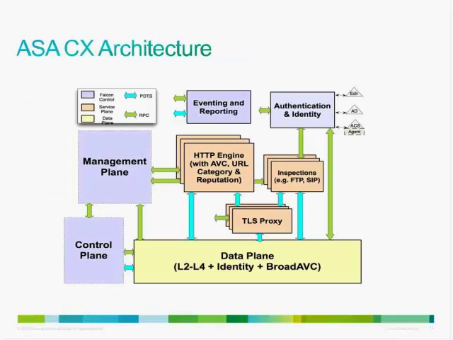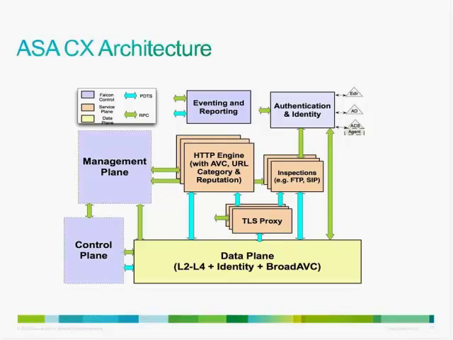Now, here's a little insight into the ASA CX architecture. As you see, at the bottom is the data plane. The data plane is the interface between the ASA and the ASA CX that's used to exchange traffic between them. Whatever traffic the ASA CX and the ASA are going to exchange for filtering or for access control, that traffic is shared over the data plane.